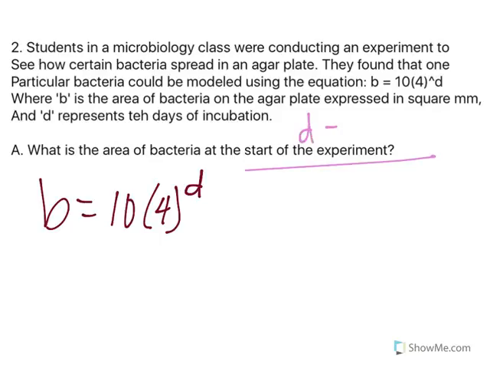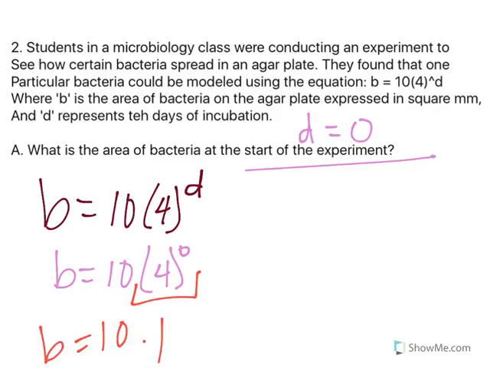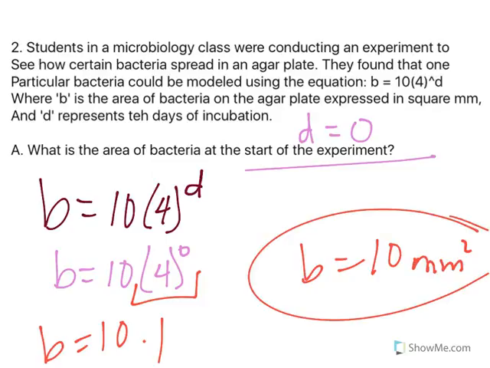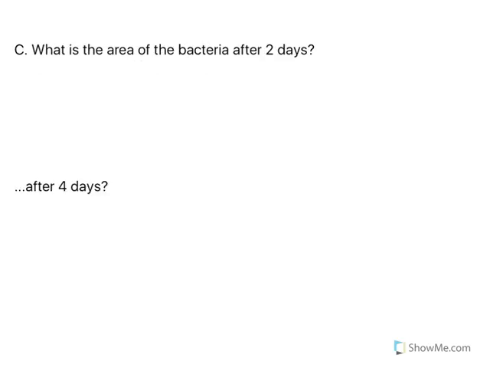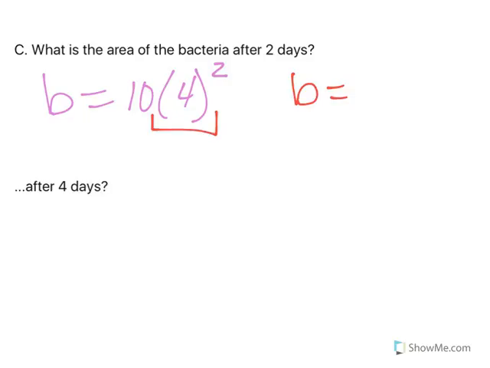Well, at the start, we haven't done anything. There's been no days. So B equals 10 times 4 raised to the 0. Hopefully you remember that anything to the 0 power is 1. So therefore, the area of the bacteria is 10 square millimeters to start. Now, what is the area of the bacteria after 2 days? Well, 10 times 4 to the 2. We do the exponent first, then multiply by 10, and we get 160 square millimeters.